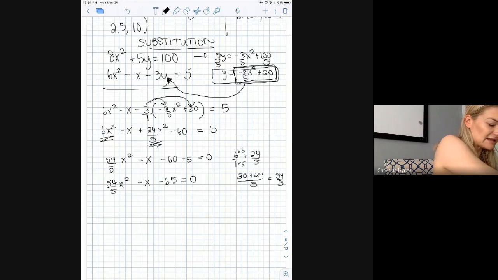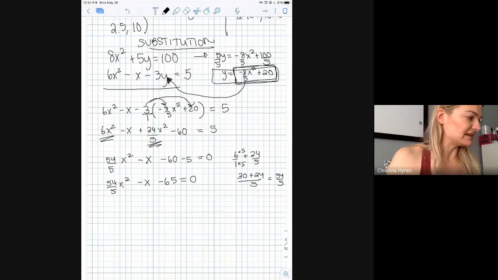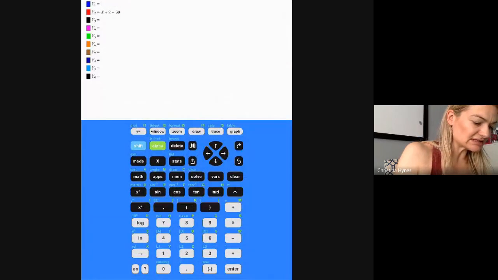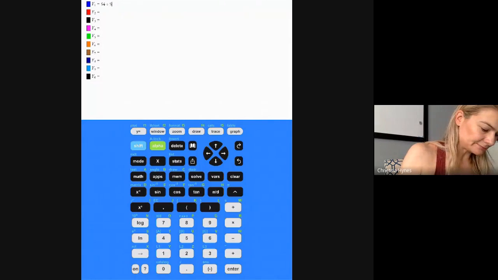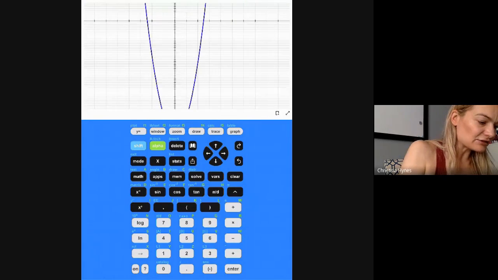I'm going to graph this and find the x-intercepts, which is what you learned in the quadratic unit on how to solve for these equations. So in my graphing calculator, remember this process always works, so you can always shift to this calculator for this kind of section. So 54 divided by 4x squared minus x, and then minus 65. I'm going to graph this, and I have to find those x-intercepts.